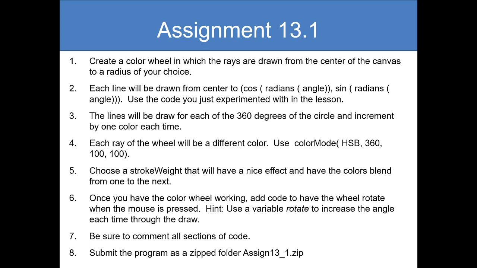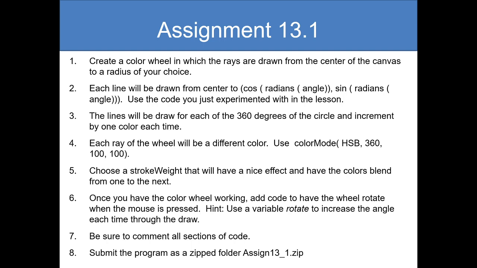So your assignment is going to create a color wheel where the rays are drawn from the center of the canvas to the radius of your choice. Each line should go from the center to a location on the outside. And we kind of already talked about this, and it's actually shown on your screen as well, of how to approach that. The lines should be drawn for the 360 degrees of the circle and increment by a color each time. Use the color mode HSB to do this. Remember, by default, it's RGB, so you need to go and tell it how to be HSB.